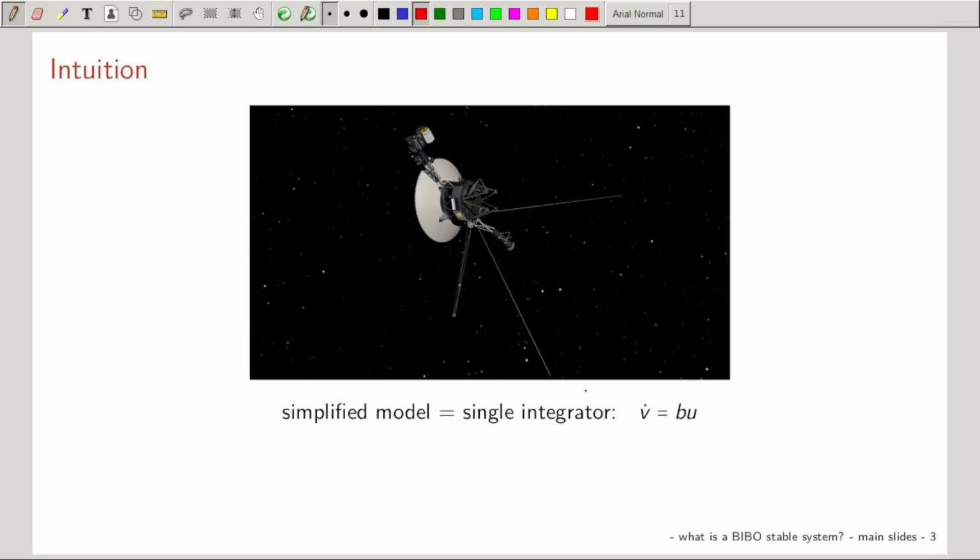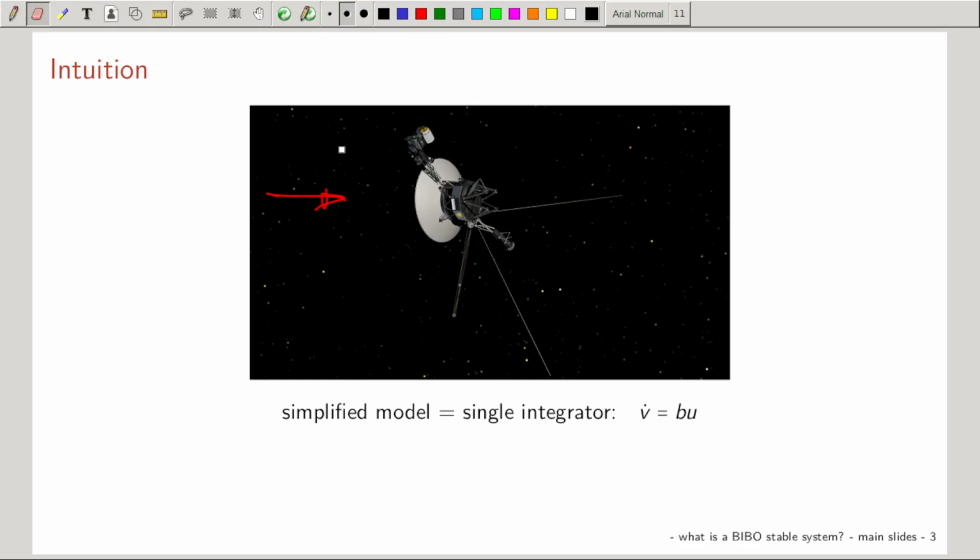Now, I know there's a relativity. You cannot go faster than the speed of light. Okay, let's look at V dot equals BU. I have Voyager 1. What am I trying to do? I am trying to make a very simple model such that whenever I fire my thrusters, I will get a certain acceleration. Perfect. This is an integrator because V is equal to the integral of BU. True? We call it a single integrator.